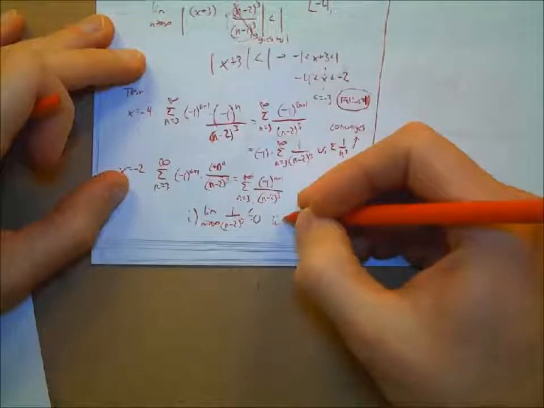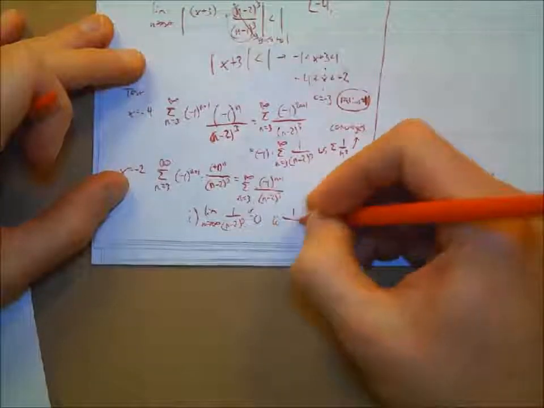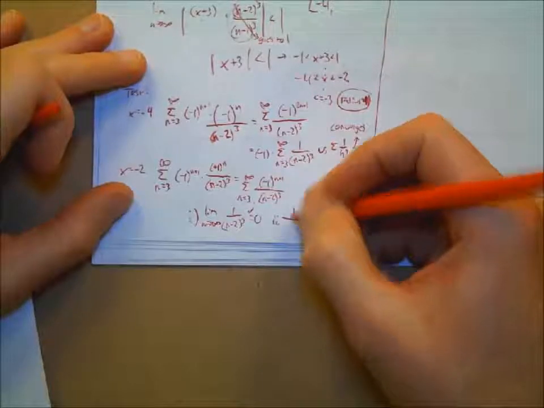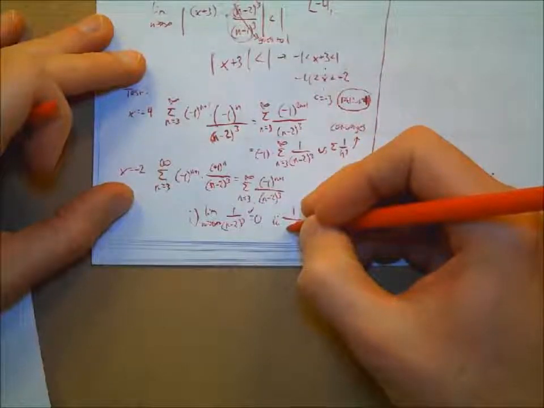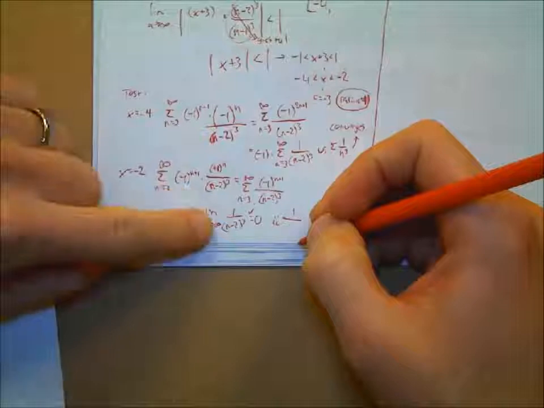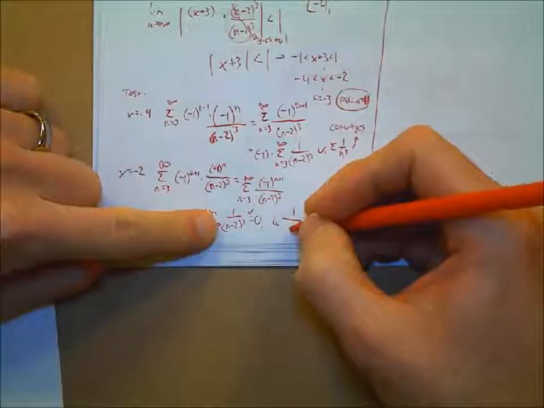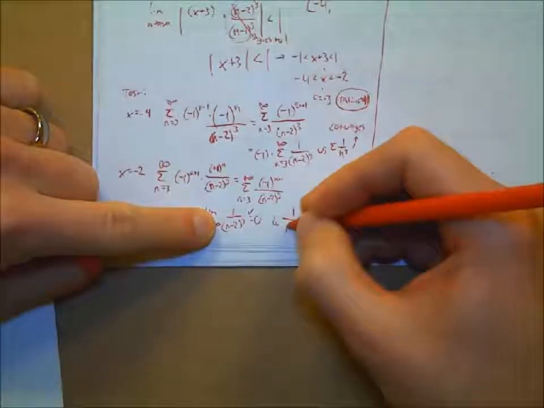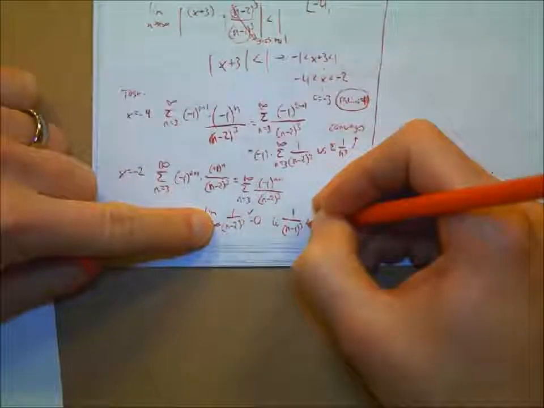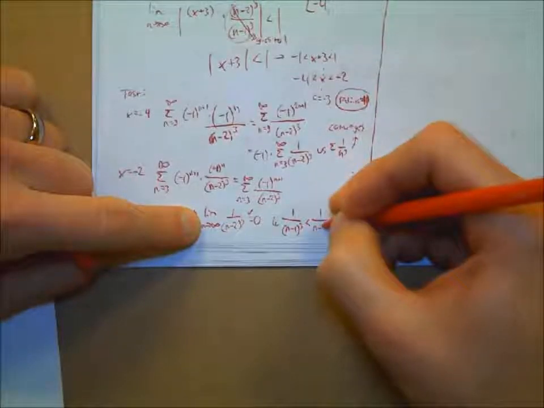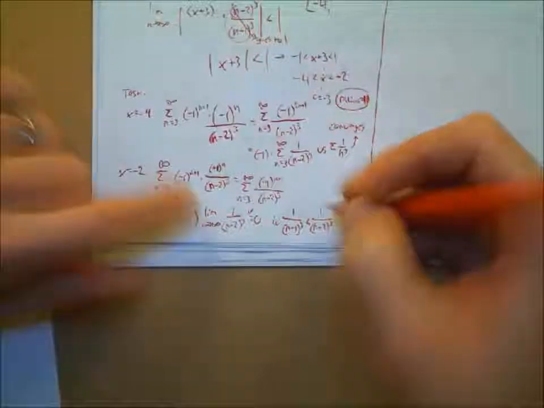And then we also have to check the next term. The next term will be plus 1, so it'll be 1 over n minus 1 to the third, and that's going to be less than 1 over n minus 2 to the third, like that.